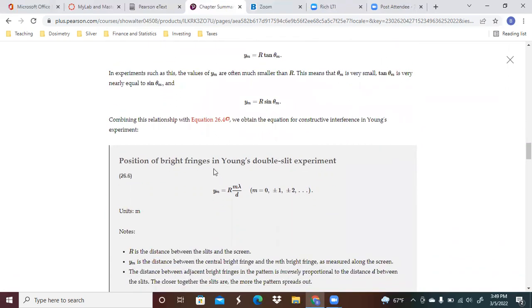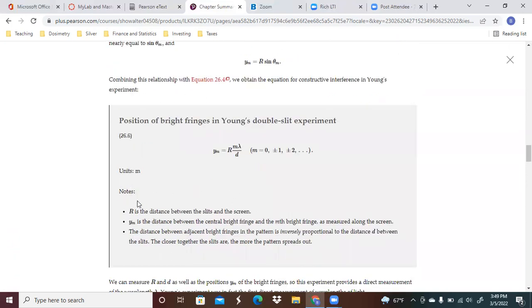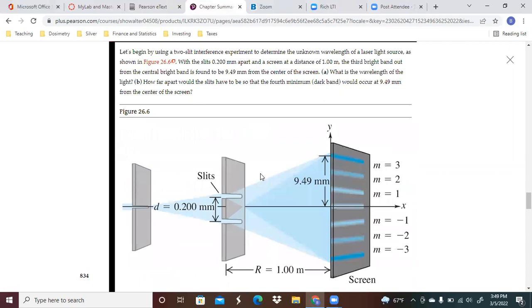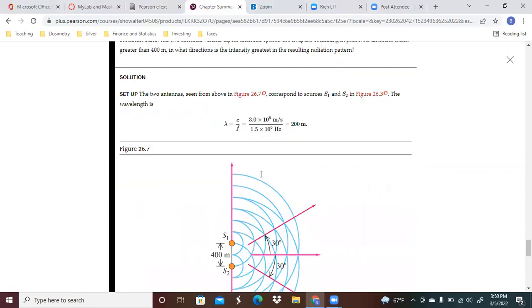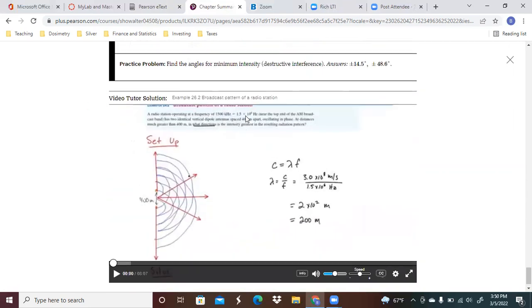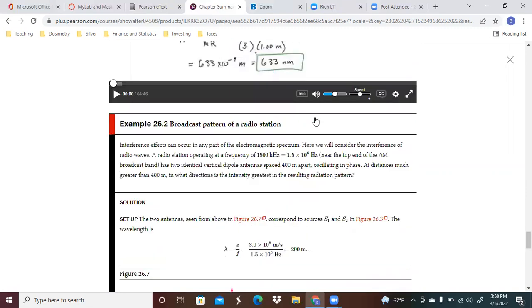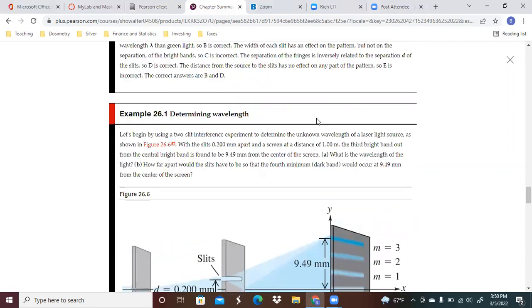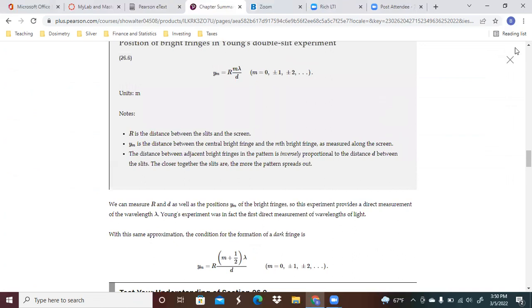So the positions of the bright fringes in Young's double slit experiment can be found with this particular measurement. If you know the distance r here, which you should in this particular experiment, then you can come up with this particular relationship. So you got a few problems here that you can work through, a few tutorials, and it will give you a good practice with this particular concept.